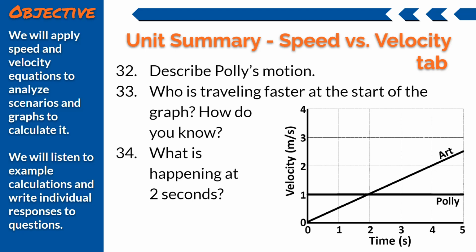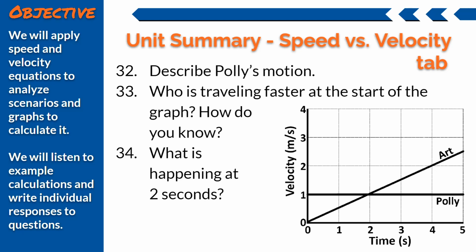Okay, who's traveling faster at the start of the graph? Okay, so take a look at the graph. Who is traveling faster at the start of it? What do you think, Will? Polly. How fast is Art traveling at the start? He's not. He starts from rest. Okay, so Polly's traveling faster. How do we know? We just look at the y-intercept. Okay, what happens at 2 seconds? Okay, or thereabouts. What do you think is happening at 2 seconds? Anybody want to volunteer an answer for that one?